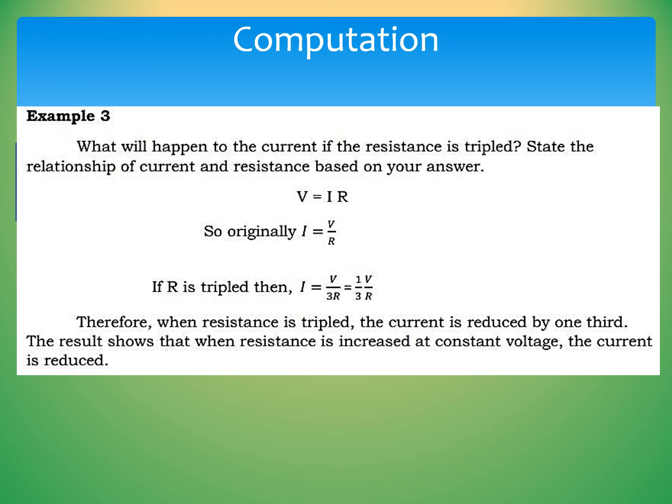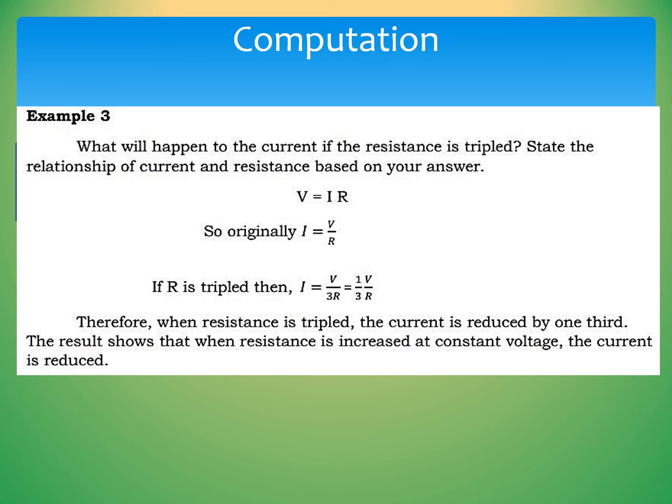Alright, so for example number 3, computation. What will happen to the current if the resistance is tripled? State the relationship of current and resistance based on your answer. So you have here the voltage formula, which is equal to the current multiplied by resistance R. So originally, as the current is the one needed from the problem, we have to represent that as equal to voltage divided by resistance.